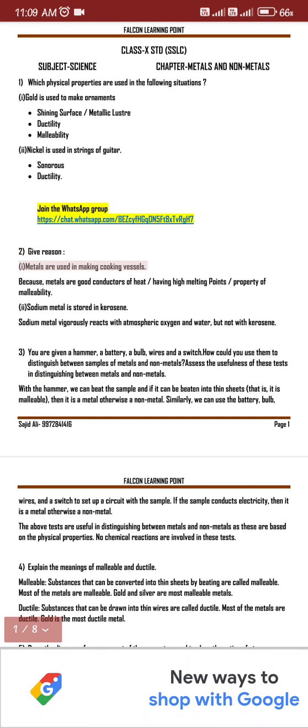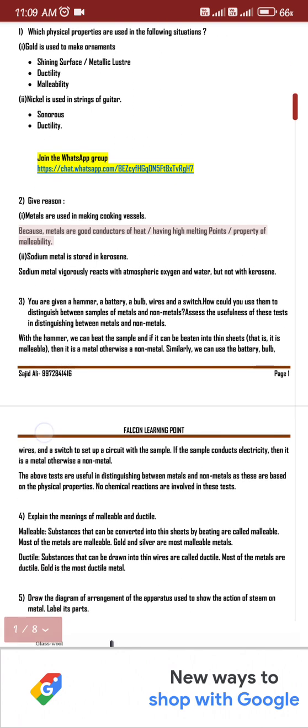2. Give reason. I. Metals are used in making cooking vessels. Because metals are good conductors of heat, having high melting points, property of malleability. II. Sodium metal is stored in kerosene. Sodium metal vigorously reacts with atmospheric oxygen and water, but not with kerosene.